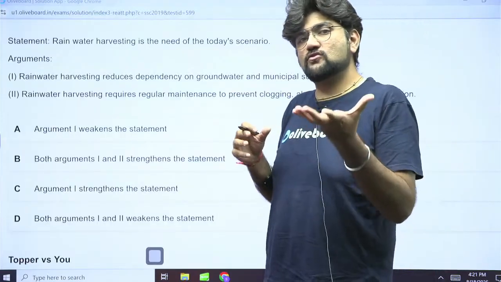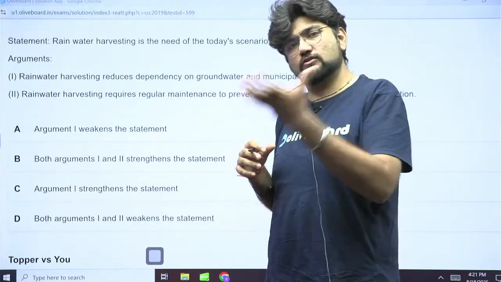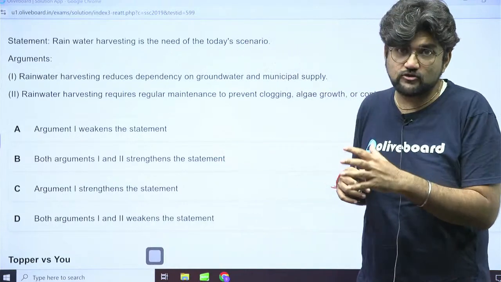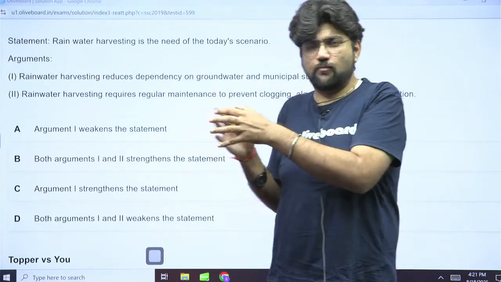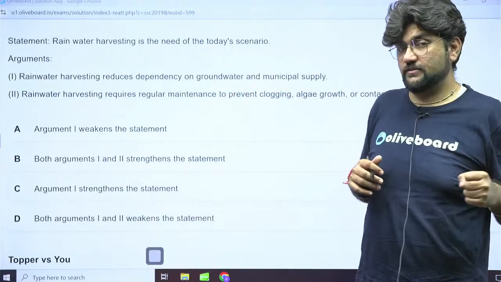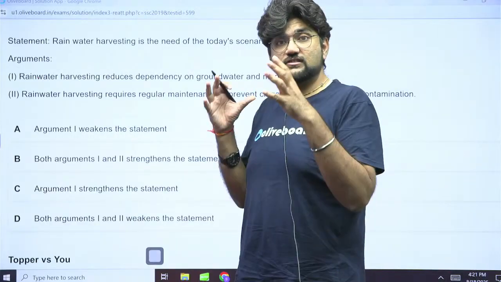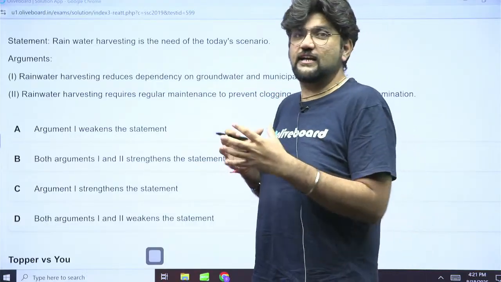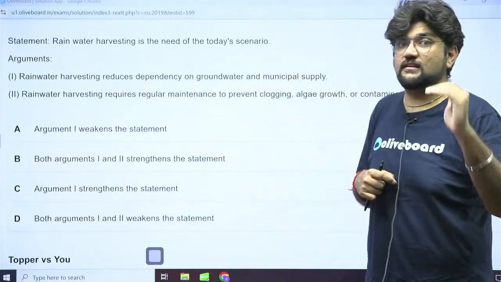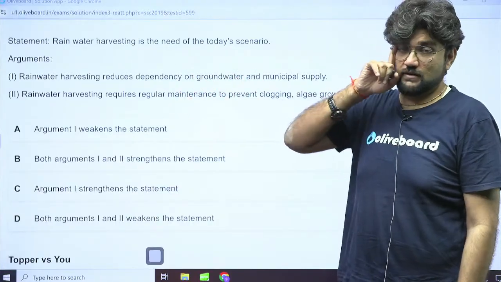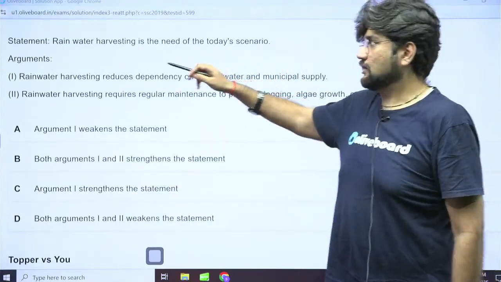So the argument which is going to support your statement, favor your statement, add a premise to your statement, that is strengthening your statement. And an argument which takes away from your statement, which is against your statement, and which has solid proof and facts and reports attached with it, which say that your statement is incorrect, so it breaches the scope of your statement, that weakens your statement, right? So read it from that perspective.